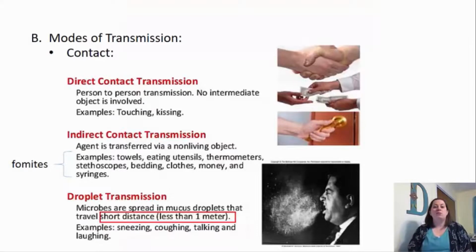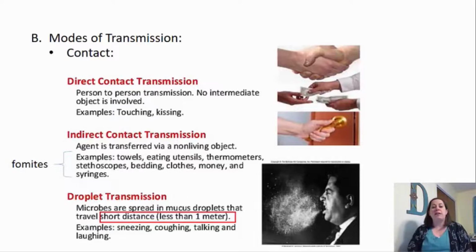The first way is through contact. Now, this contact could be in different ways. The first could be through direct contact. This is person to person transmission. There's no intermediate object that's involved. So this would be coming from touching somebody or kissing somebody, all right? And so you're actually engaging with that other person.